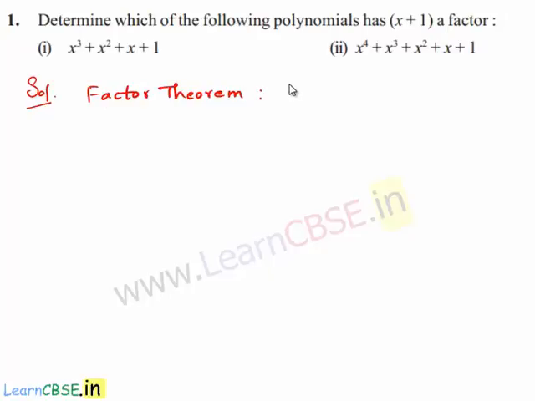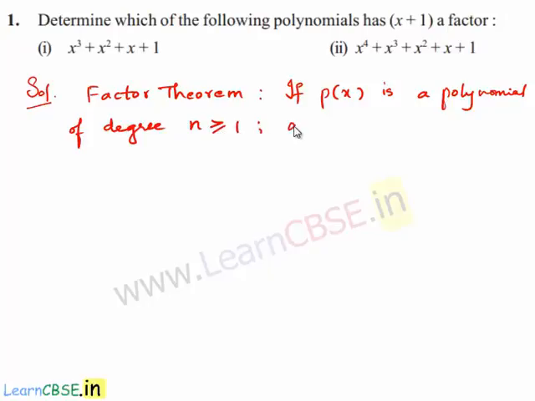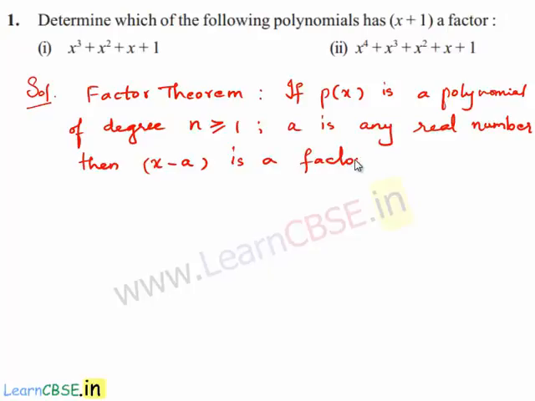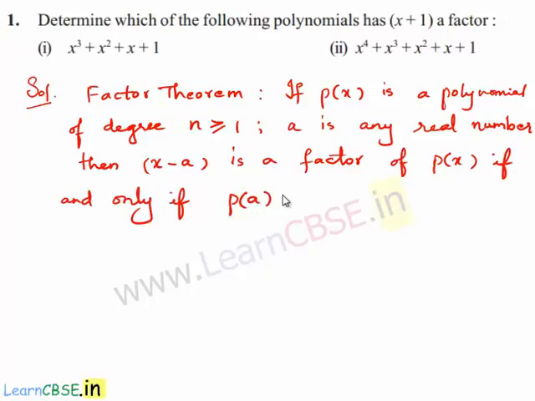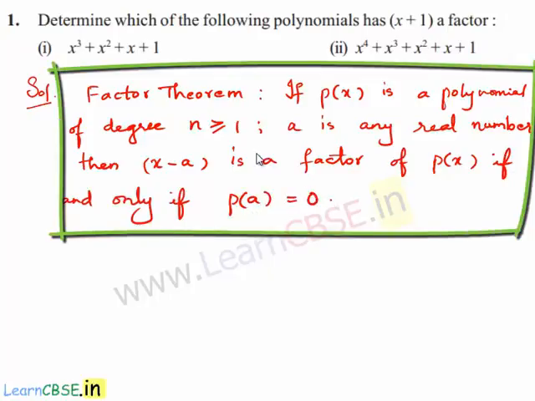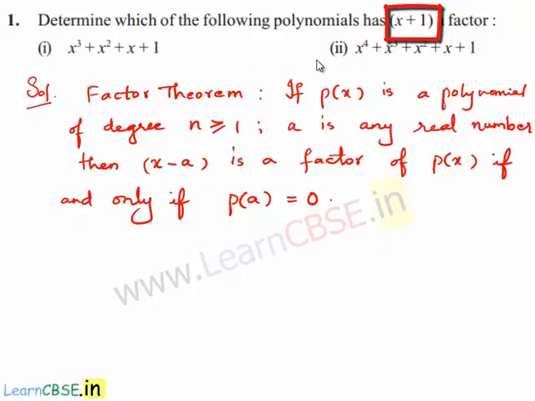The factor theorem states that if p of x is a polynomial of degree n greater than or equal to 1 and a is any real number, then x minus a is a factor of the polynomial p of x if and only if p of a is equal to 0. So this is the factor theorem. By using this factor theorem, let us determine whether x plus 1 is a factor of the given polynomials or not.